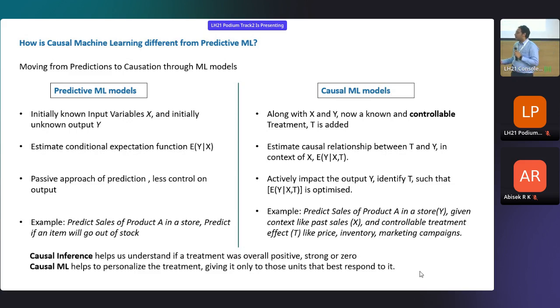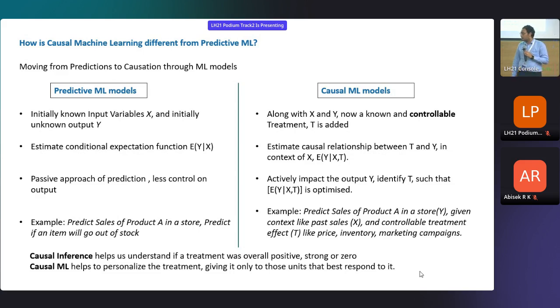So for example, instead of predicting the sales based on some past data, we can also effectively optimize it by changing some of the controllable factors like the price, the discounts, inventory, and other things. And also another point is the difference between causal ML and causal inference.